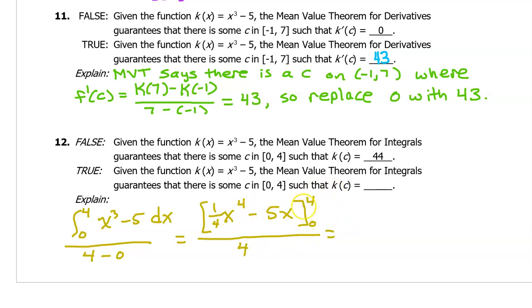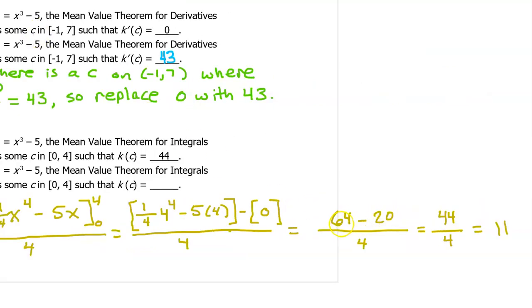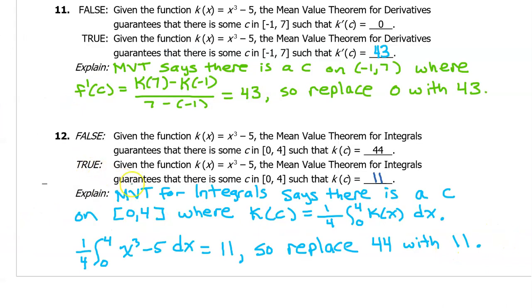Now I am going to find the value at 4 and subtract the value at 0. So here's the value at 4 minus the value at 0. This comes out to be 64 minus 20 divided by 4, which equals 44 over 4, which is 11. In other words, the mean value theorem for integrals says there is a c on the closed interval from 0 to 4, where k of c equals 1/4 times the integral from 0 to 4 of k of x dx. But this integral equals 11. So replace the 44 with 11.